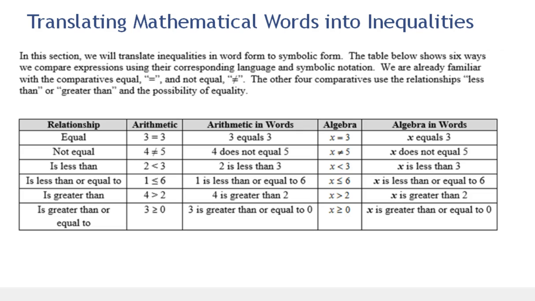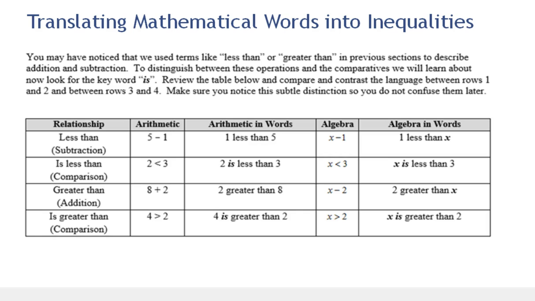So let's just note that a term we frequently use when something is less than or greater than but cannot equal is a strict inequality. Okay. So then we also have is greater than or equal to. Okay. So now something you may have noticed is that we've used terms like less than or greater than in previous sections to describe addition and subtraction.